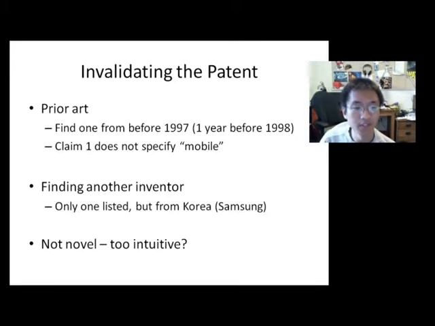There's also only one inventor listed on the patent, so maybe they can try to find another inventor and then track him down, get licensing. But this belongs to Samsung. It was developed in Korea, so it would be kind of hard to actually get this done, especially since this patent was filed almost 14 years ago now.